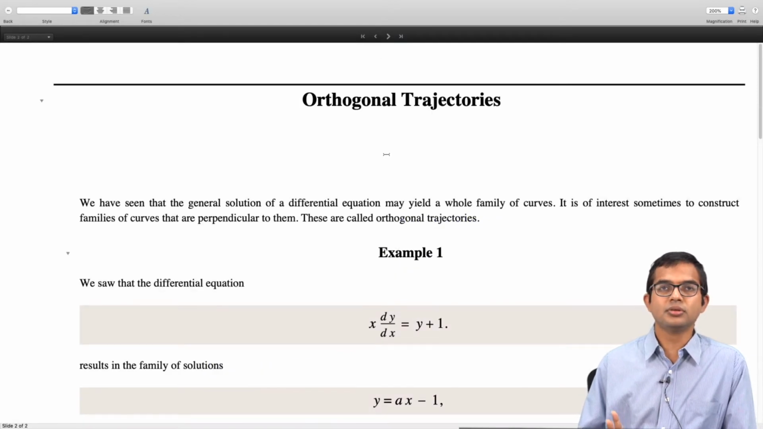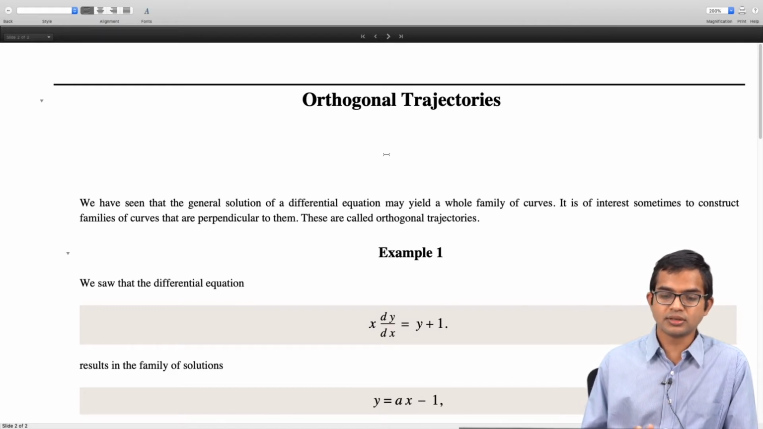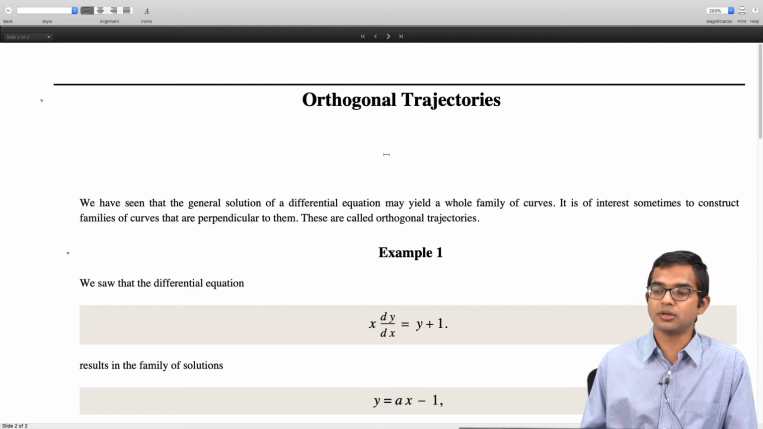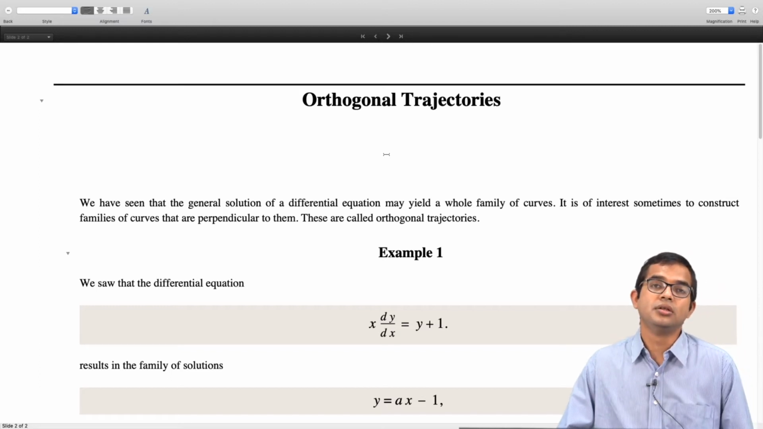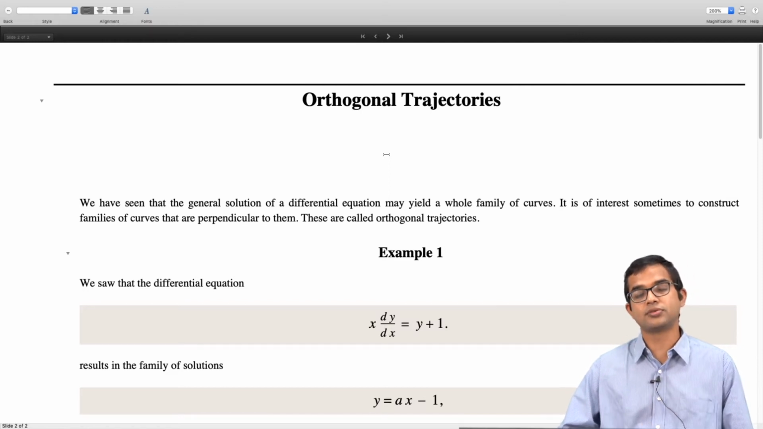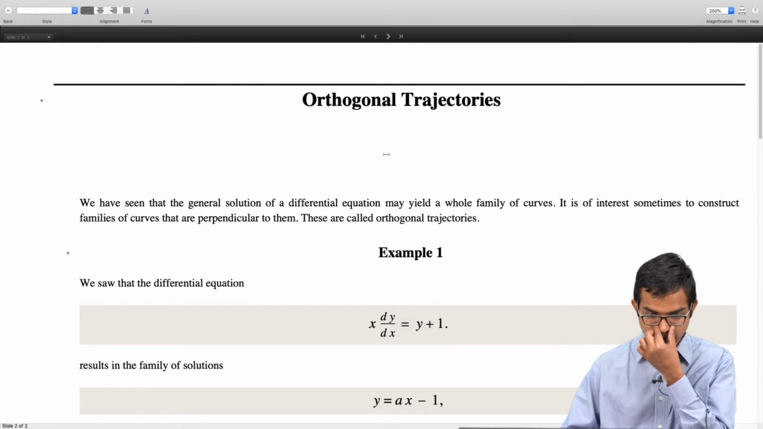Okay, so this is perhaps best understood with the help of examples. So you're given some differential equation and suppose it yields a whole family of curves. Now it's of interest to find a family of curves which are perpendicular to the first family, right? So how would we do this?